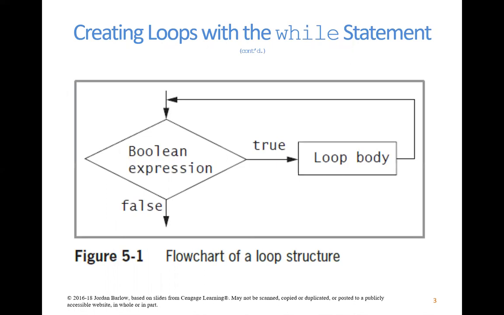So here's how you would include a loop in a flowchart. You can see that you evaluate a Boolean expression, and if it's true, you execute the loop body, and then you evaluate the Boolean expression again. If it's still true, you do the loop body again. Then you evaluate the Boolean expression again. You keep going around and around until the Boolean expression is evaluated as false.